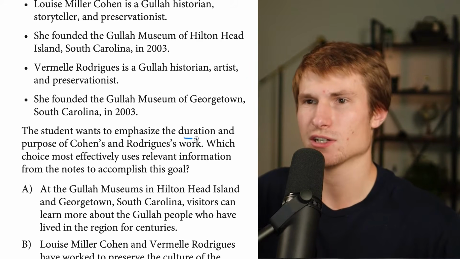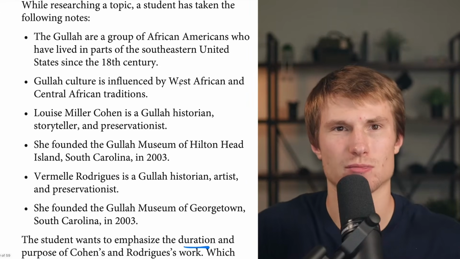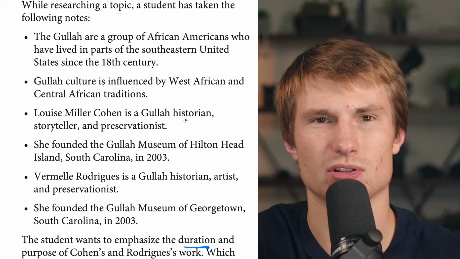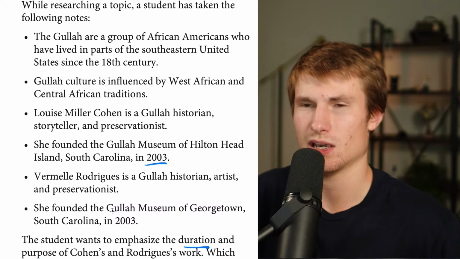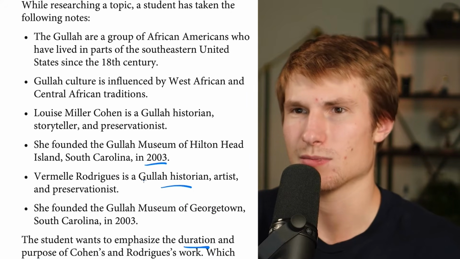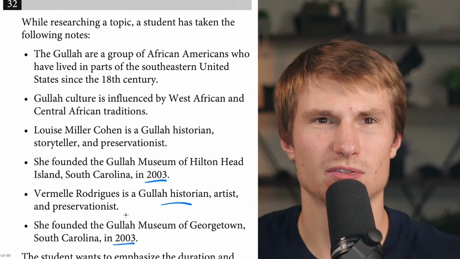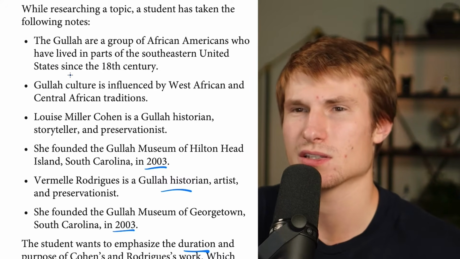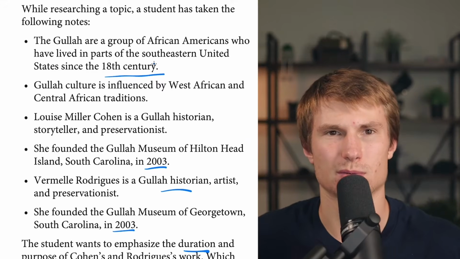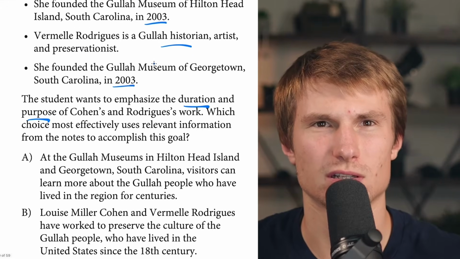All right, so emphasize duration and purpose of their work. Okay, so we've got both of them. If we quickly identify what the duration and purpose is. Okay, we've got Louise Miller Cohen is a historian. Okay, she founded this museum in 2003. And then this other person is a historian, same thing, and founded a different museum. So both of them founded both of these museums. If we take a quick look up here, okay, the Gullah are a group of African Americans who have lived in parts of the southeastern United States since the 18th century. So obviously this has been going on for a long time in terms of duration. As far as duration of Cohen and Rodriguez specifically, it looks like both of them are 2003.